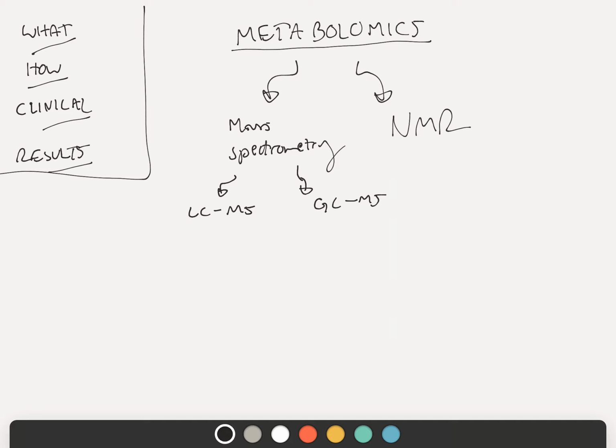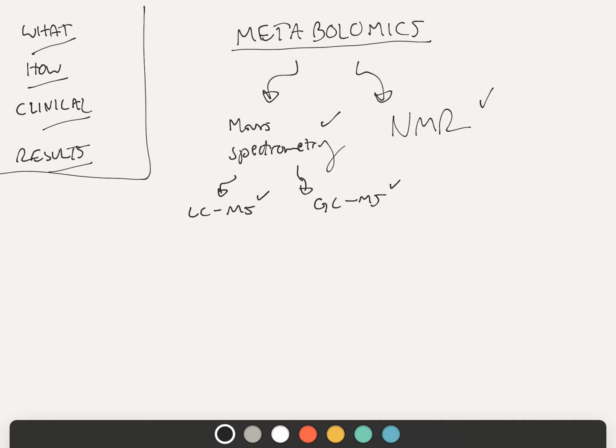Now in your slides, there were two main methods that were discussed. The first one being mass spectrometry, and the second being NMR, or nuclear magnetic resonance. So in mass spectrometry, I saw two main words. I saw LCMS and I spotted GCMS as well.